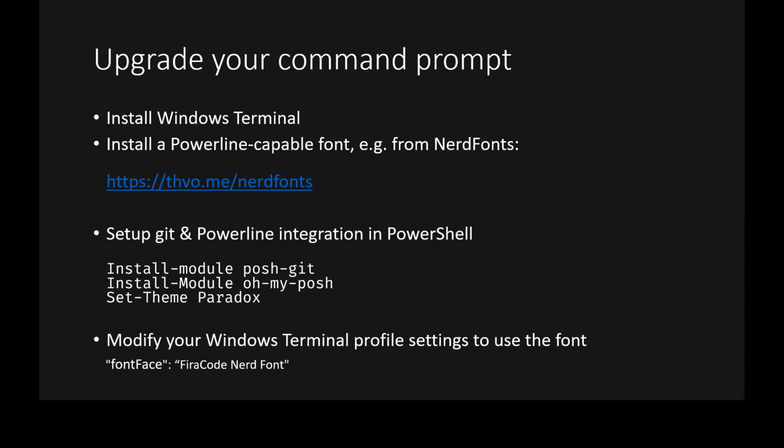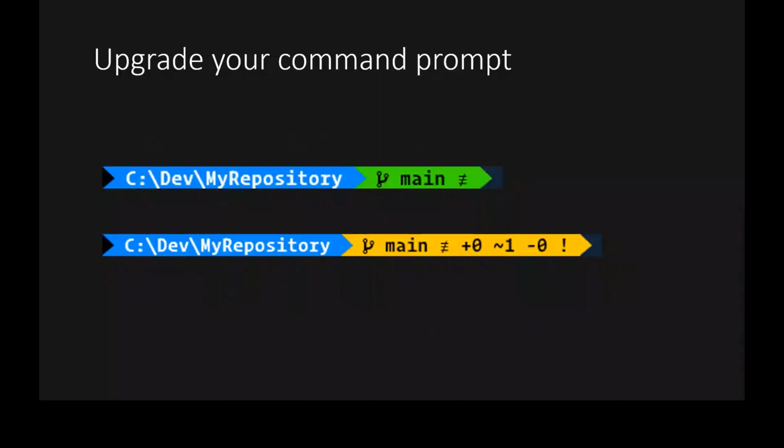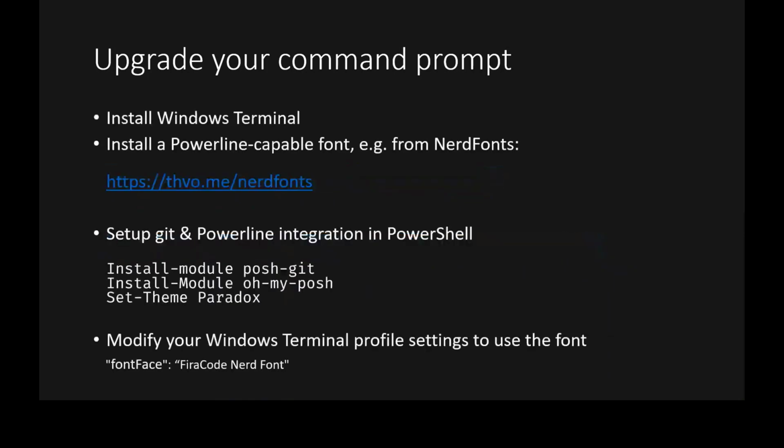So how do you upgrade your command prompt to have something like this? First of all, you need to have Windows Terminal. It's also open source from Microsoft. You can download it. You need a Powerline capable font, and what a Powerline capable font enables you to have is to have these little glyphs, these little graphics. That is what a Powerline font gives you, because it's all font based. And a very good free collection of Powerline enabled and capable fonts can be found at Nerd Fonts.